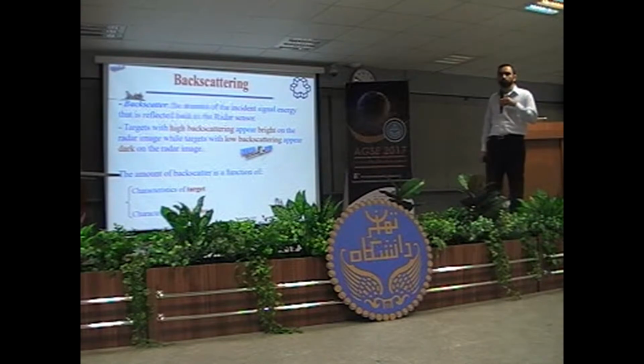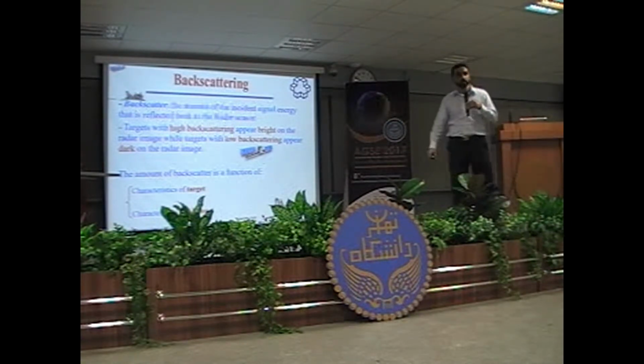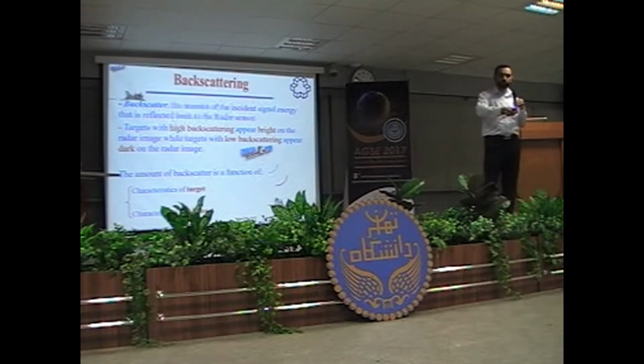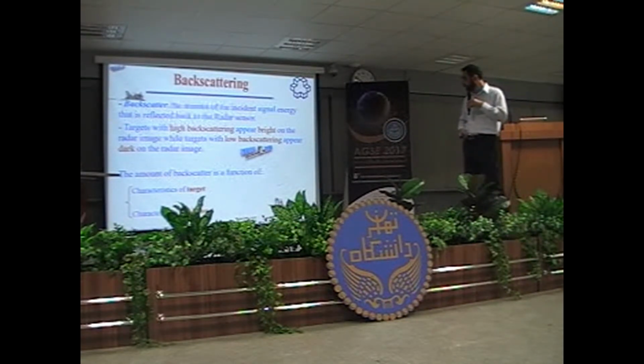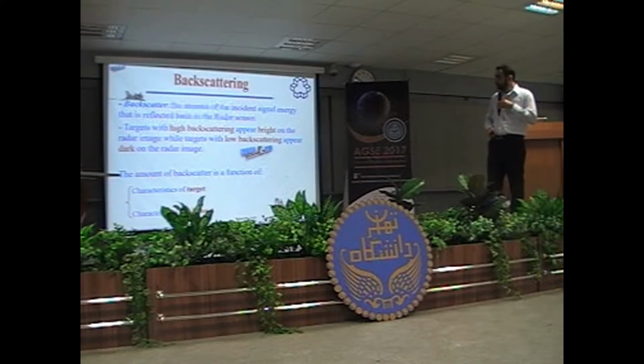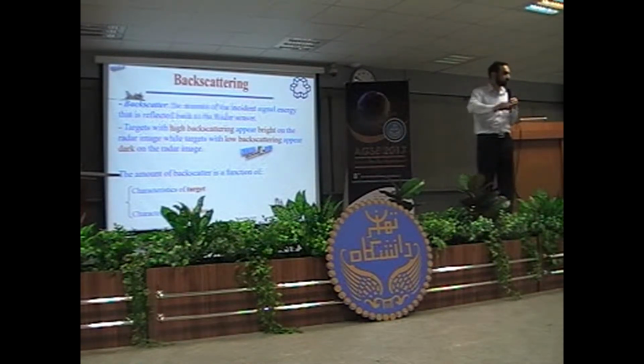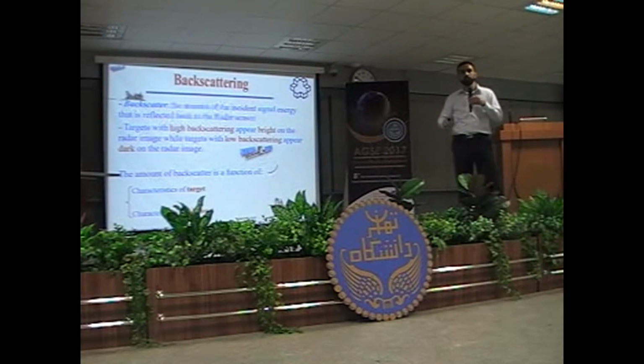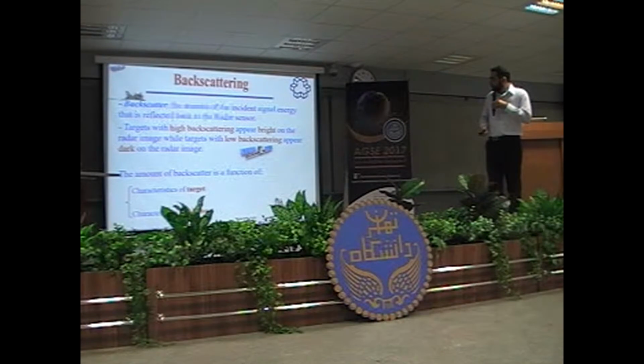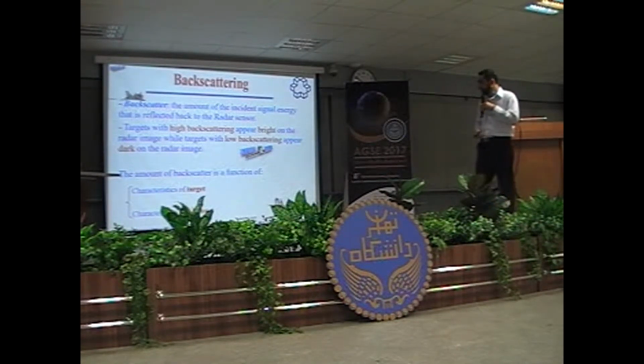So in this part, I want to explain what parameters can change this amount of backscatter, what parameters can increase this backscatter, what parameters can decrease this amount of backscatter. So if we know the influencing parameters in the backscatter, then we can more easily interpret the radar image. If one part of the radar image is brighter than the other part, then we can interpret and analyze why this is going to happen. So targets with high backscattering usually are brighter, and targets with low backscattering are darker in the radar image.